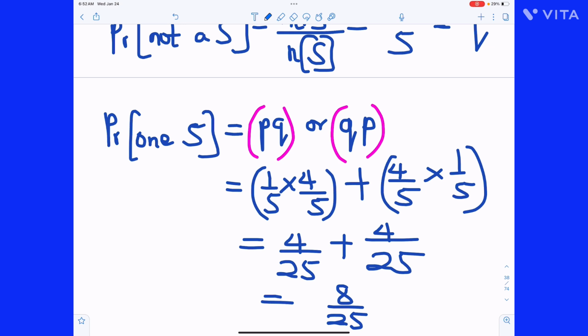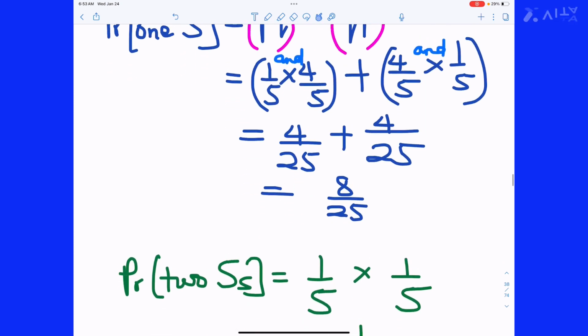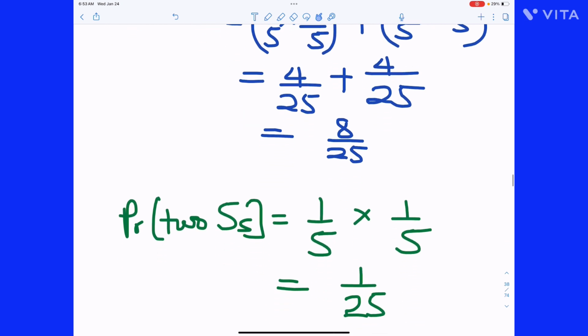So your probability will be calculated like this. The probability of getting a 5 is 1 over 5. Not getting a 5 is what? 4 over 5. Or not getting a 5 first time and getting a 5 second time. Don't forget that multiplication means and in probability. So the probability of getting one 5 will be 4 over 25 plus 4 over 25. That gives you 8 over 25. Please take note of that part of the question.